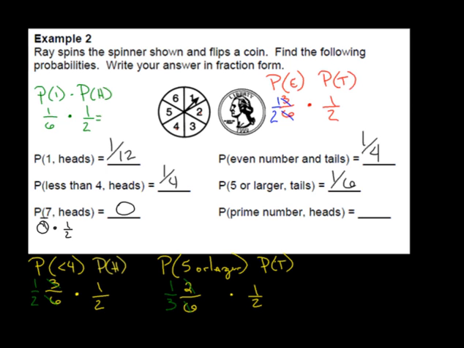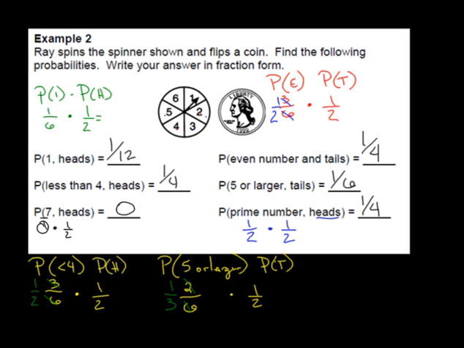Looking at this next one, it says the prime number. Well, prime numbers are 2, 3, and 5. So that would be 1 out of 2 times the probability of heads, which is still 1 out of 2. So 1 over 2 times 1 over 2 again is 1/4.